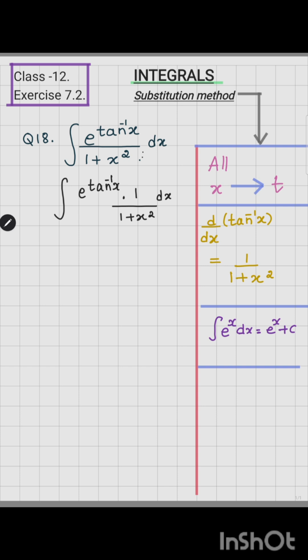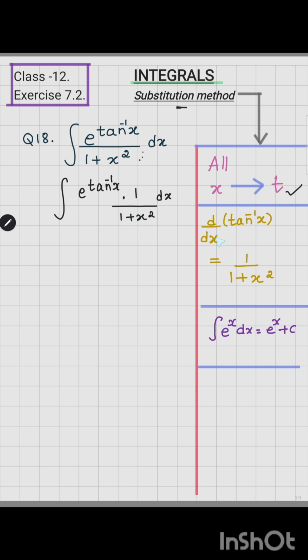Now, to find the integral by the substitution method, we have to transform all x in the form of t. That is, tan inverse x and this 1 by 1 plus x square dx, everything must be written in the form of t. Now, which one to select as t? Whether tan inverse x, or 1 by 1 plus x square, or just 1 plus x square. For that, we have to check the relationship between the functions. Between tan inverse x and 1 by 1 plus x square, there is a relationship.